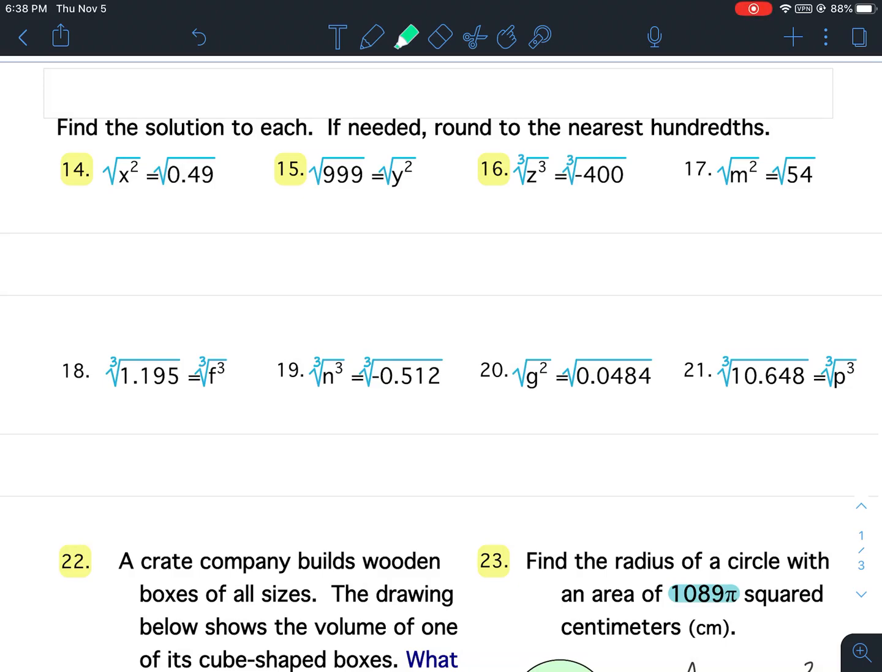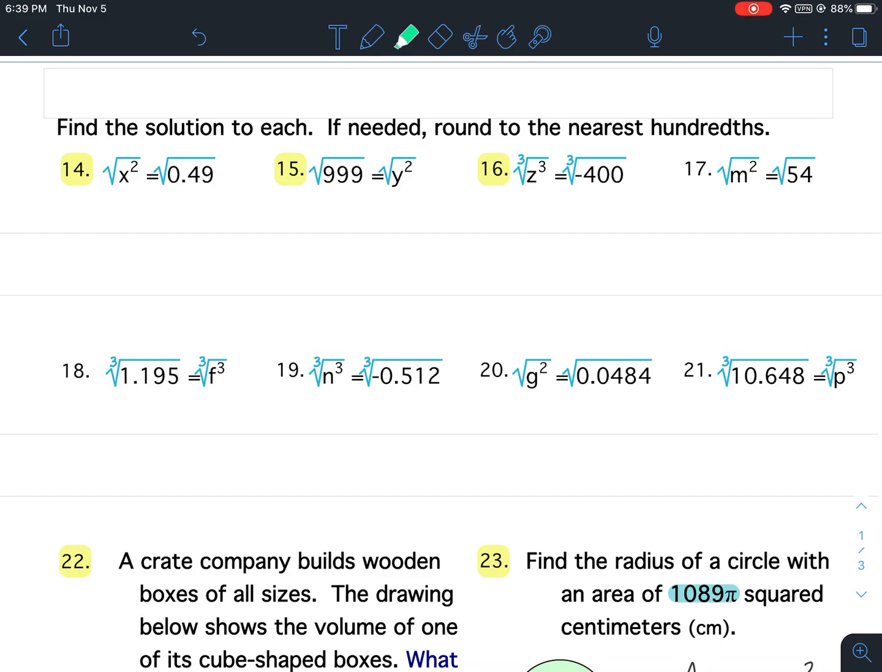Quarter to review questions 14 through 21. You're going to be solving these equations. Remember, to solve an equation, you use the inverse or the opposite operation. The inverse to squaring a number is the square root. So if it says x squared, you will take the square root. The inverse of cubing a number is the cube root. So if it says x cubed, you'll take the cube root.